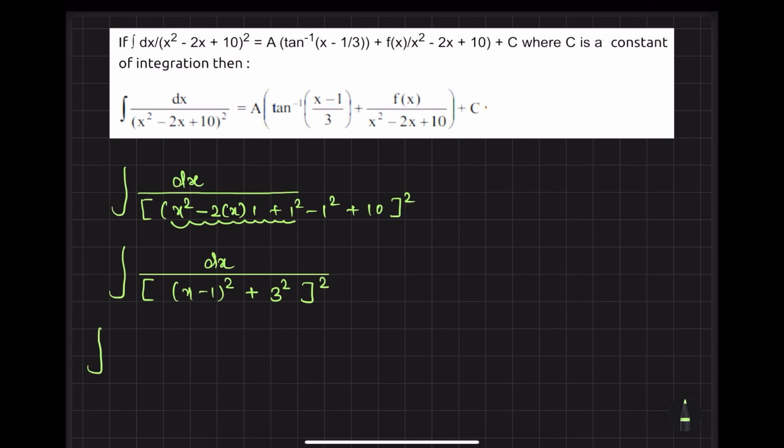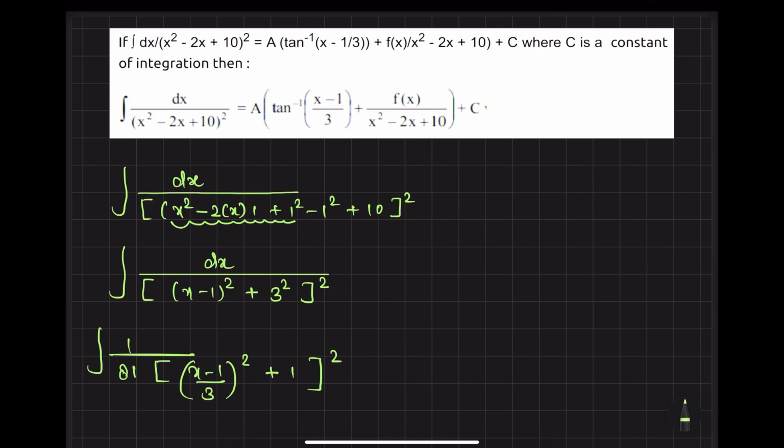If I take 3 square common, we will be having 1 by, first 3 square will come outside, and because of the square, that 3 square will become 3 to the power 4. 3 to the power 4 is 81. And we have ((x − 1)/3)² plus 1. Correct? Till this part, I hope you guys are okay.